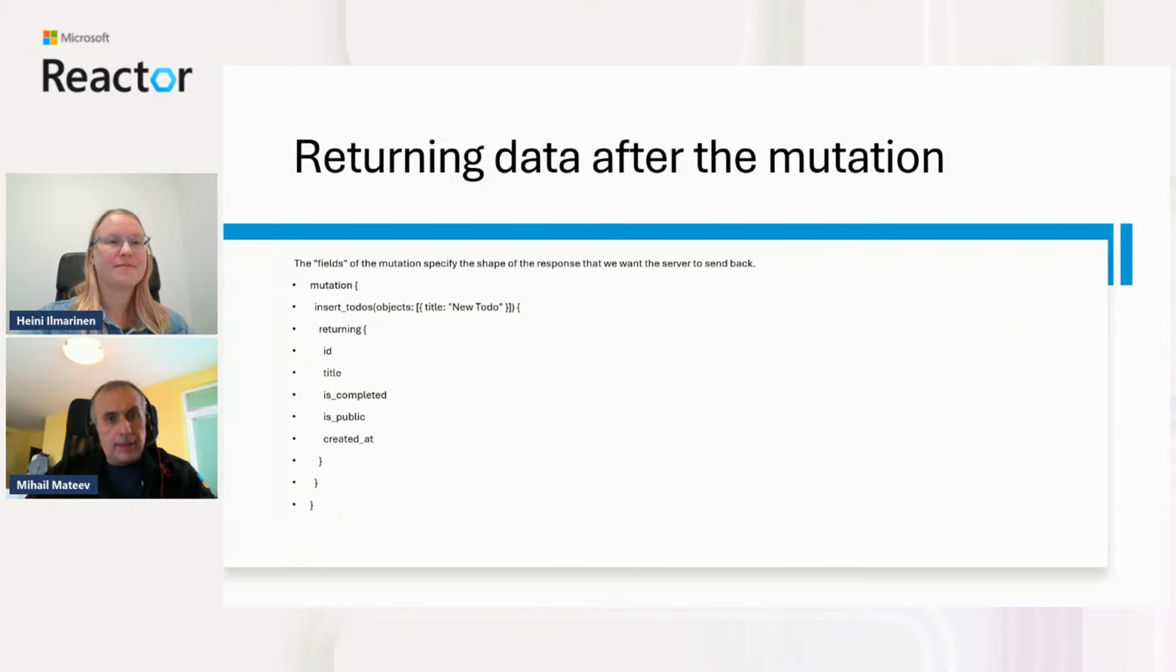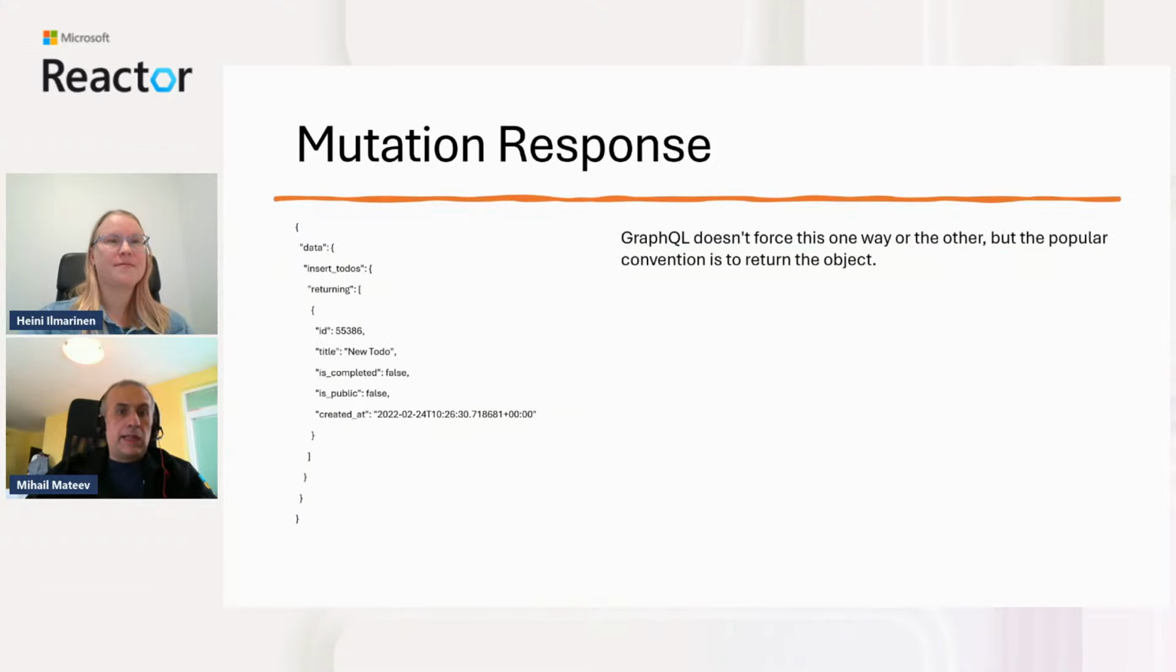I think on the next slide we have a representation of the object that can be returned, and again it is something that is not strictly defined in GraphQL. You have the whole flexibility to design your mutations in the most convenient way for your business logic.